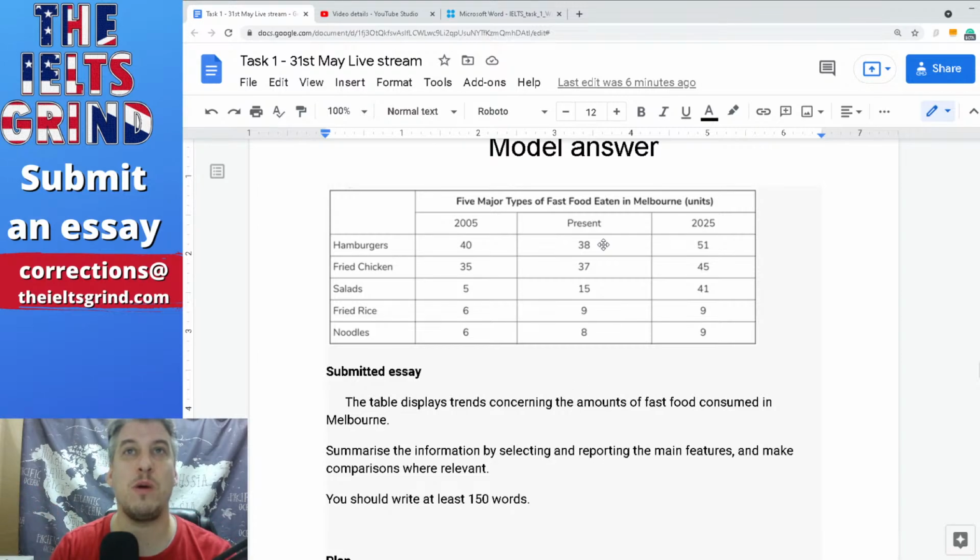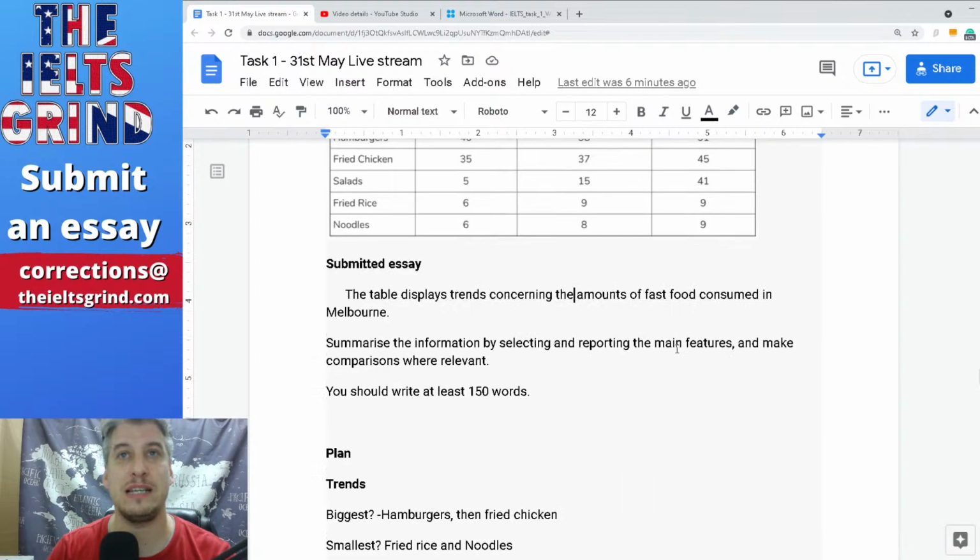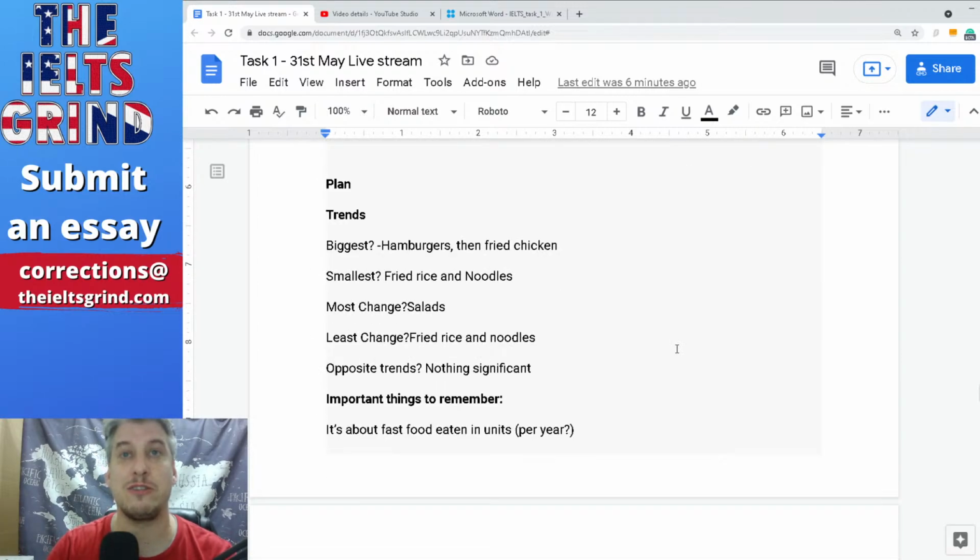Normally in task 1 writings, there's a bit more fluctuation, a bit more change. Not everything will be behaving in exactly the same way, increasing, I mean. Just in my experience of what I've seen.